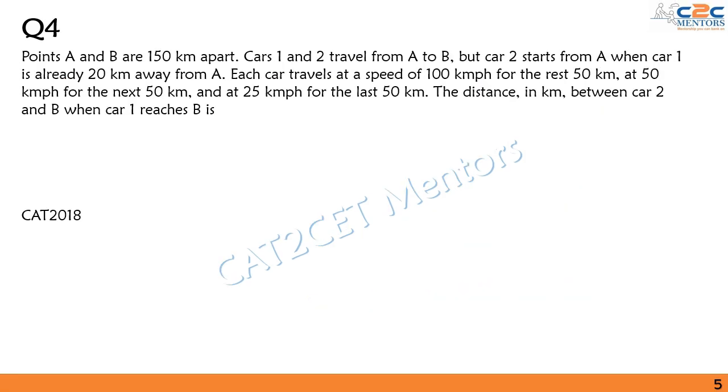In this question, we are given that points A and B are 150 kilometers apart. Car 1 and car 2 travel from A to B, but car 2 starts from A when car 1 is already 20 kilometers away from A. So we are given that A and B are 2 points which are 150 kilometers away. It is given that car 2 starts when car 1 has already covered 20 kilometers.